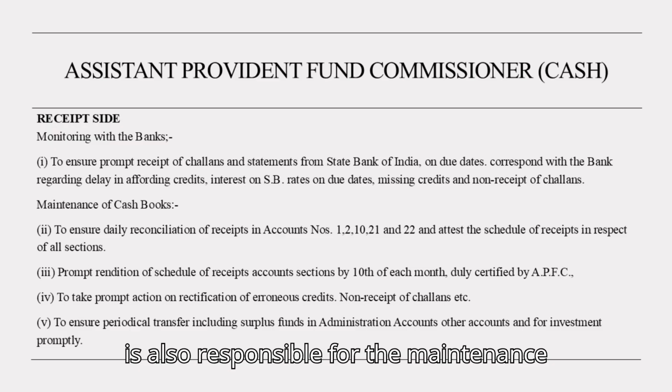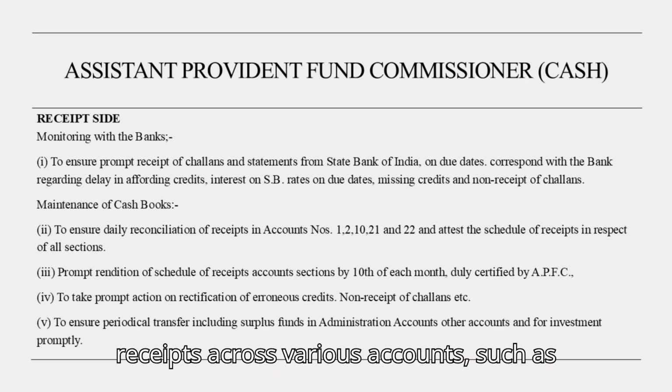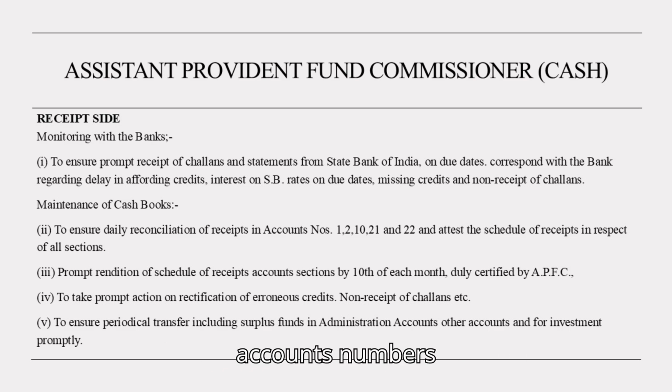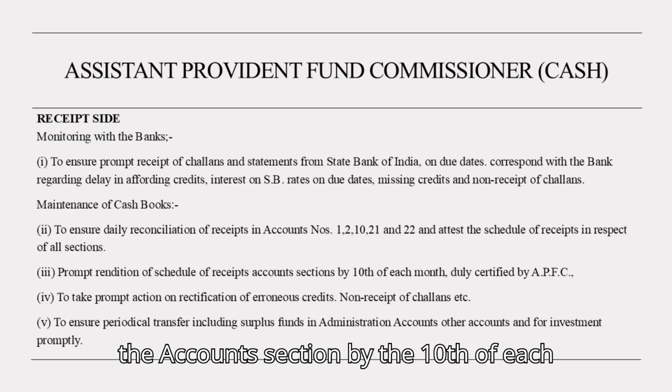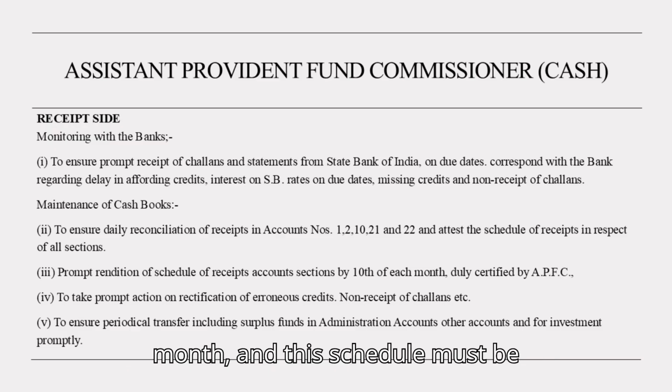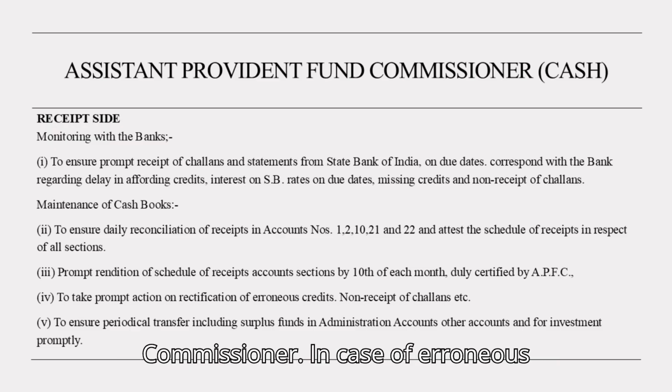The branch is also responsible for the maintenance of cash books. This involves conducting daily reconciliation of receipts across various accounts, such as accounts numbers 1, 2, 10, 21, and 22, and attesting the schedule of receipts for all sections. The schedule of receipts must be submitted to the accounts section by the 10th of each month, and this schedule must be certified by the Assistant Provident Fund Commissioner.